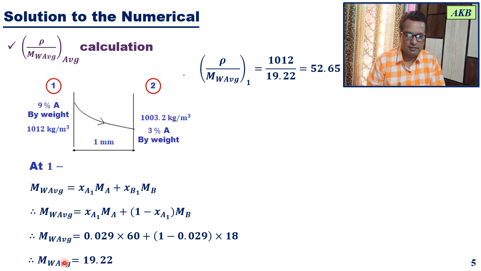Then once average molecular weight is known, you can calculate the value of this group rho upon MW average at end 1. So rho upon MW average at 1 will be density at 1 divided by average molecular weight at 1. Density at 1 is known, it is 1012 kg per meter cube. Average molecular weight at 1 we just calculated, it is 19.22. So this quantity rho upon MW average at 1 comes out to be 1012 divided by 19.22, which is 52.65.